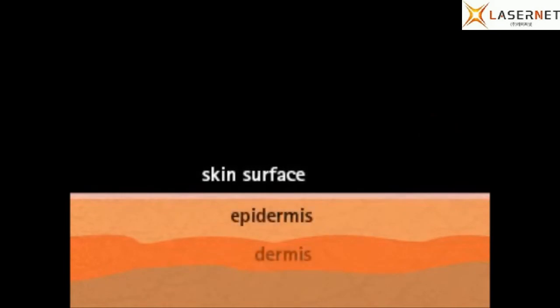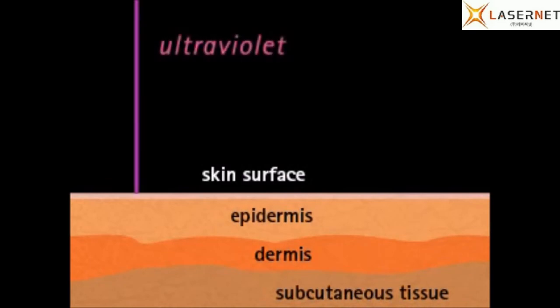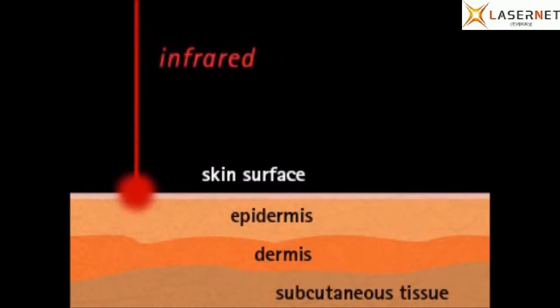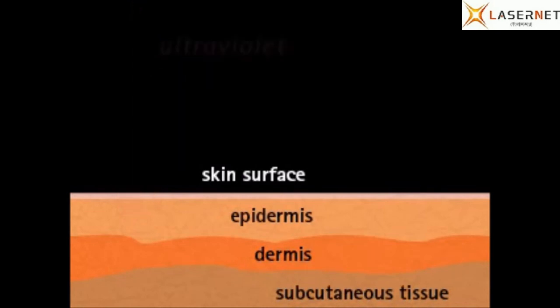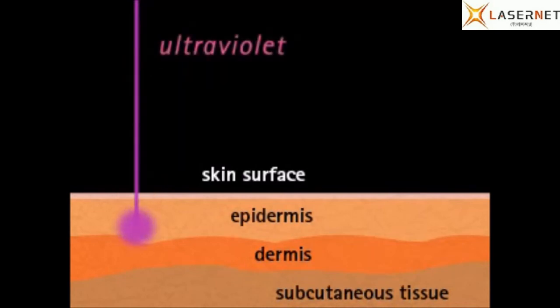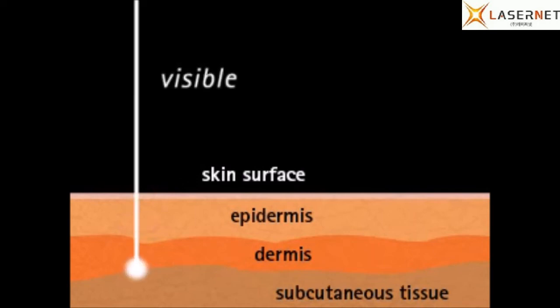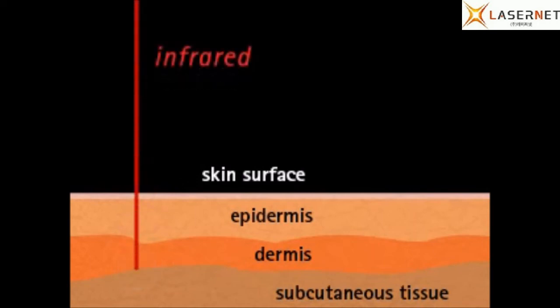The skin also absorbs laser radiation. The depth of absorption varies with laser wavelength. Far ultraviolet wavelengths are absorbed at the surface of the skin, as are far infrared wavelengths. Near ultraviolet radiation penetrates a little further into the skin. Visible light and near infrared light penetrates most deeply into the skin.